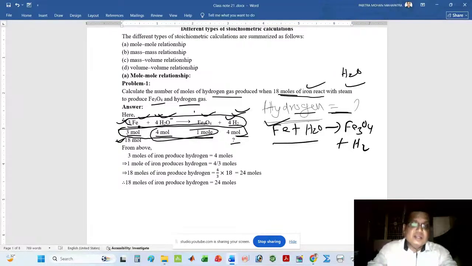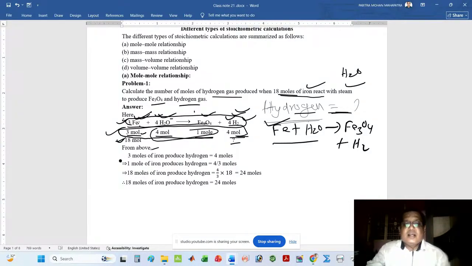Again, I will repeat. In this question, the target is to find out the hydrogen, and the given data is iron. So the other species, H2O and Fe3O4, are not necessary to write. From the above equation, I can say that 3 mole of iron is needed to produce 4 mole of hydrogen. After balancing, after applying the stoichiometric mole calculation, mole is given and mole is our target to find.